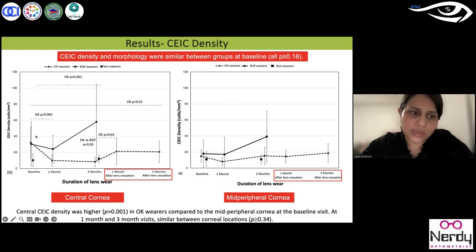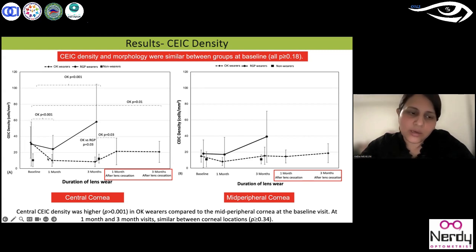significantly from the baseline. And after 3 months, there was no further significant decrease, but it was significantly different from RGB lens wearers. So it means that this can be due to some mechanical pressure. And after 3 months, the density was significantly reduced from baseline. So what we observed here is that in these people, the density decreased significantly within 1 month.